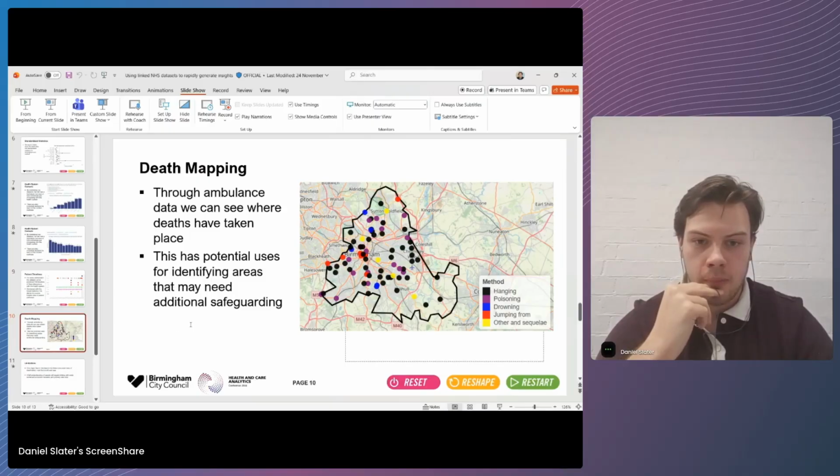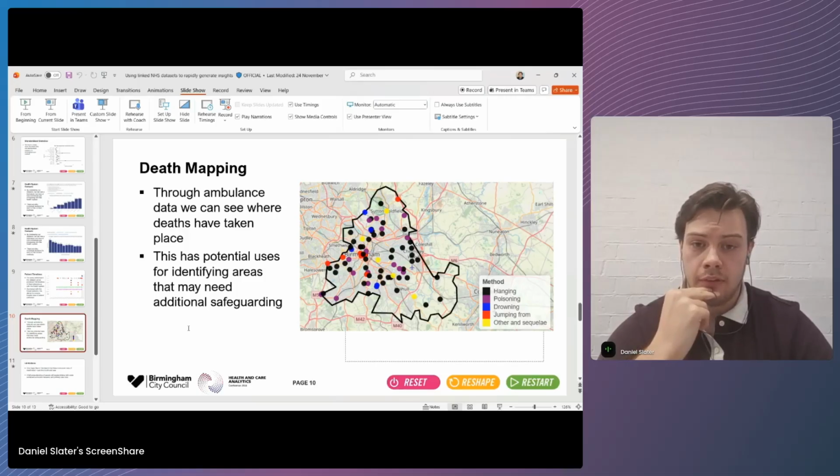Another aspect of the report is the mapping of these deaths. On the death register, we have access to their place of residence. When we combine that with calls to 999 and hospital data, we can see when a suicide occurred outside the place of residence. By doing that, we can map these and look for potential points of intervention or places where additional safeguarding might be useful. For example, if lots of the blue points, which indicate suicide by drowning, were near certain bodies of water, maybe you could make a case for additional safeguarding in those areas.